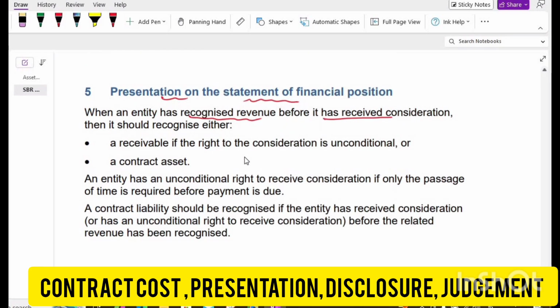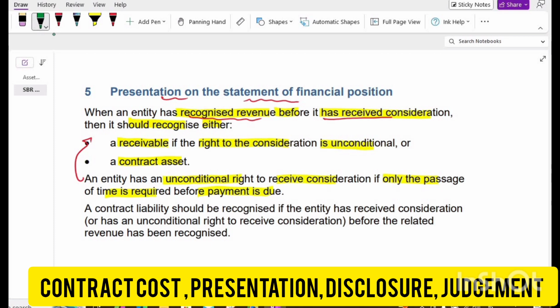Let's move on to here. Here you see, when the entity has recognized revenue before it has received the consideration, then it should recognize either a receivable or a contract asset. By receivable, we mean that the right to consideration is unconditional, and contract asset is the conditional right to get paid. The entity has an unconditional right to receive the consideration if only the passage of time is required before the payment is due. So this is related to the receivable.